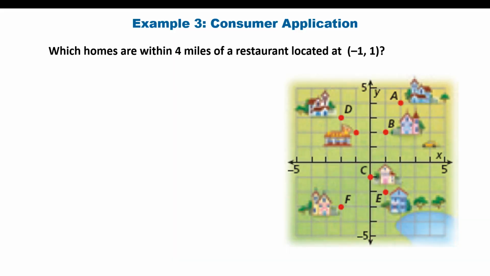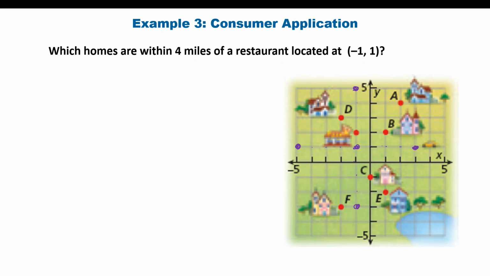All right, here's another example. It says, which homes are within 4 miles of the restaurant located at -1, 1? So let's go ahead and get our restaurant located here, and let's go 4 miles. So 1, 2, 3, 4. 4 miles north, 1, 2, 3, 4. 4 miles west, 1, 2, 3, 4 miles south, and 1, 2, 3, 4 east.